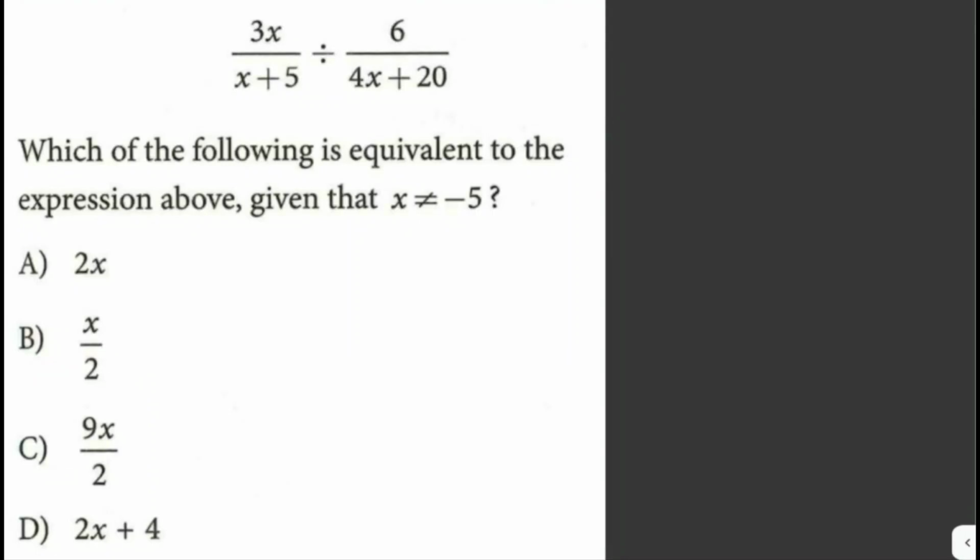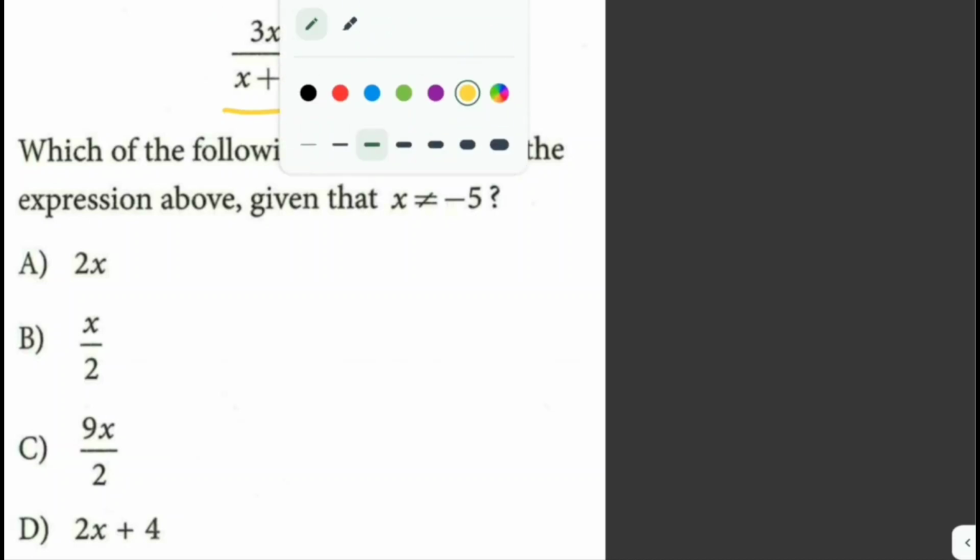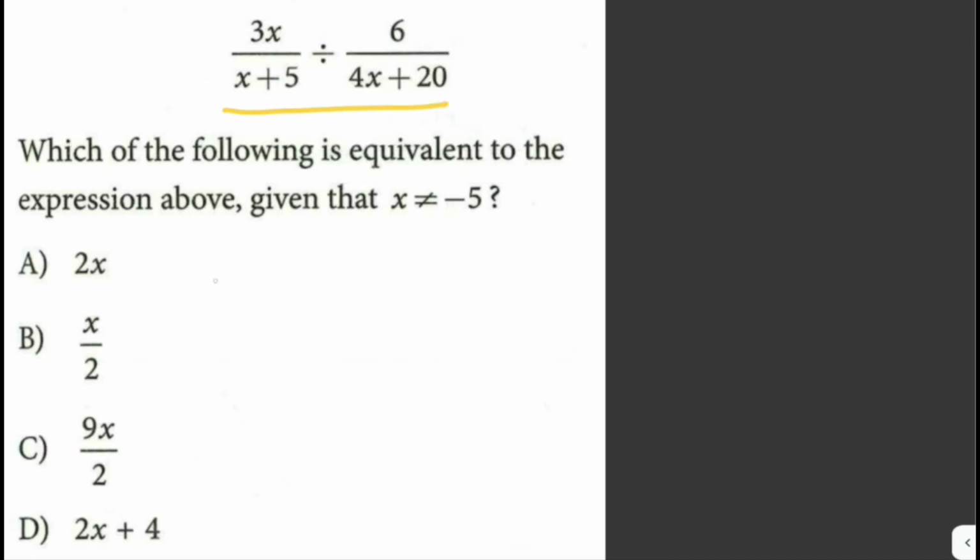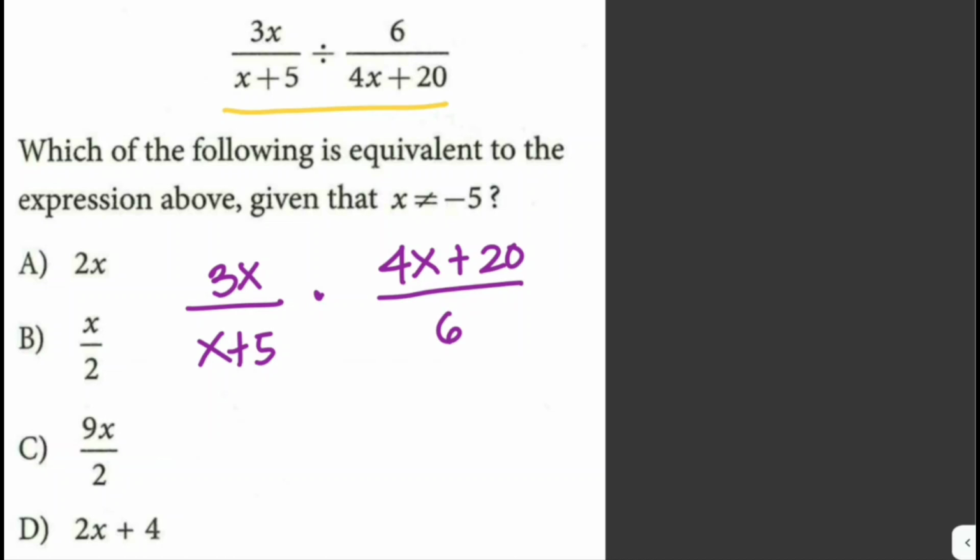Which of the following is equivalent to the expression above, given that x is not equal to -5? So we're given this expression here. We can just rewrite the division as multiplication. So we can write that as 3x over x plus 5 times 4x plus 20 over 6.